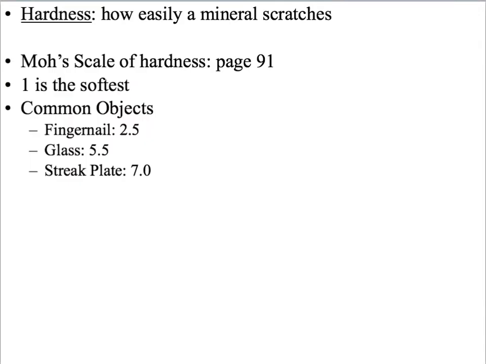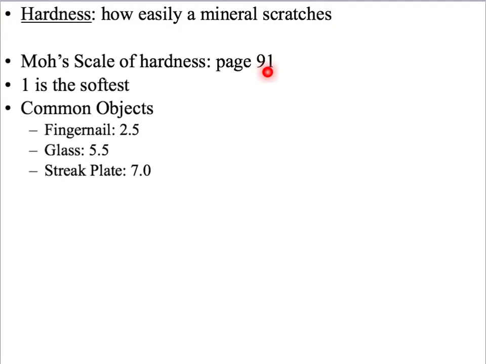Another property that you can use to help you break down what mineral you're looking at is hardness, and that's how easily a mineral can be scratched. On page 91 in your book is Mohs scale of hardness. It's very helpful. I recommend using it when you go to lab. 1 is the softest, 10 is the hardest. 10 would be a diamond.